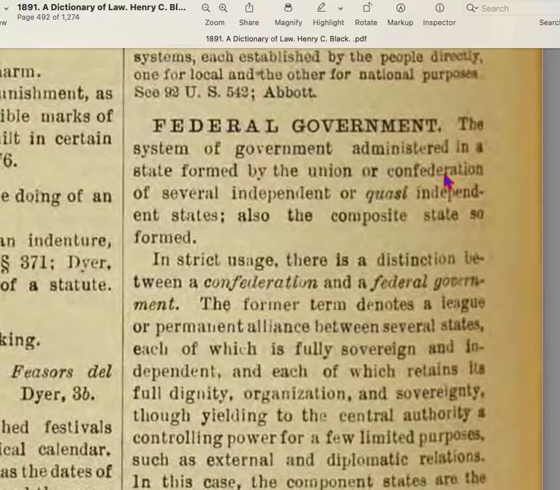Federal government: the system of government administered in a state formed by the union or confederation of several independent or quasi-independent states. Also, the composite state so formed. So I believe what it's saying here is that the Articles of Confederation were created first, and then inside the Confederation was a type of union. And this type of union was a federal union.